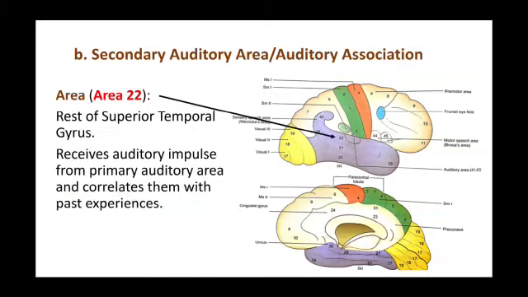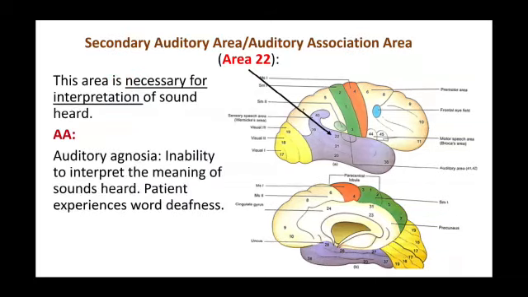Next we have the secondary auditory area or auditory association area number 22. It includes the rest of the superior temporal gyrus, receives auditory impulses from the primary auditory area and correlates them with past experience. This area is necessary for interpretation of sounds heard.